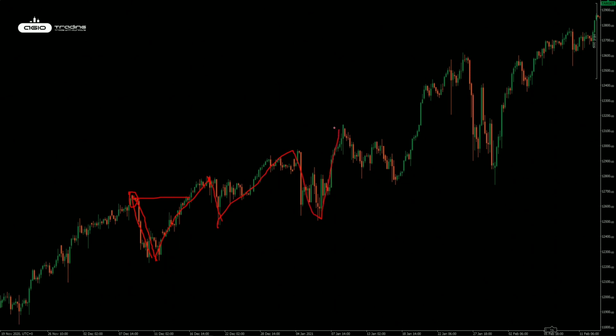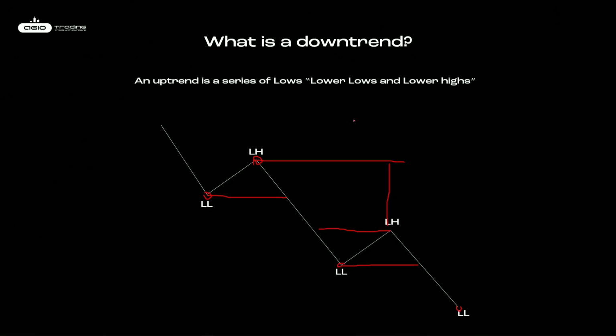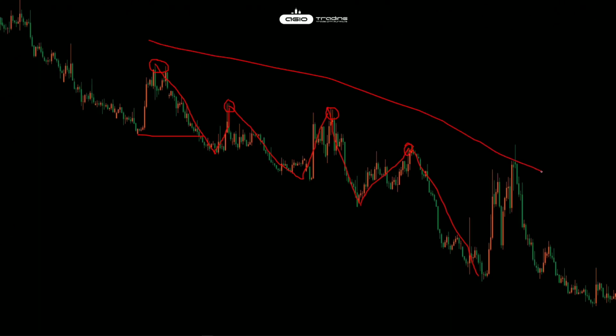Why? You are counter-trend. You are not buying low and selling high. This is not what we mean by sell high and buy low. This is not what we mean. You buy low in an uptrend. You sell high in a downtrend.